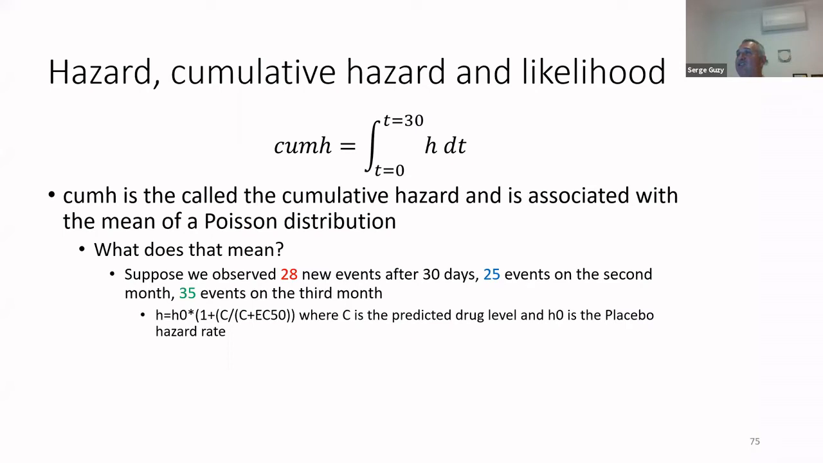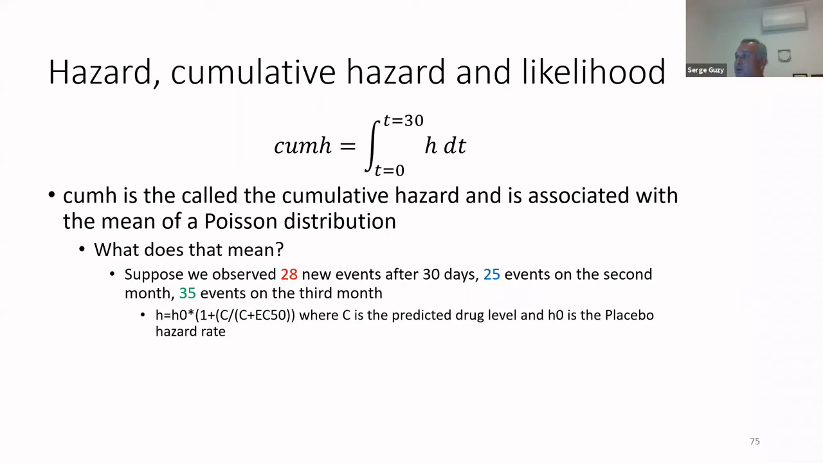Now the concentration changes with time. And what the program is going to do, suppose that you want to know what's happening in 30 days. Suppose that after 30 days, you record a certain number of events. Let's say you observe 28 new events after 30 days, okay? 25 events in the second month and 35 events in the third month. And suppose that now you define a function for H, which is the hazard rate.